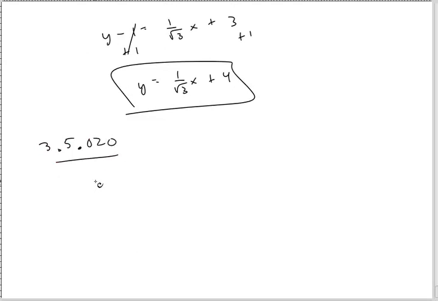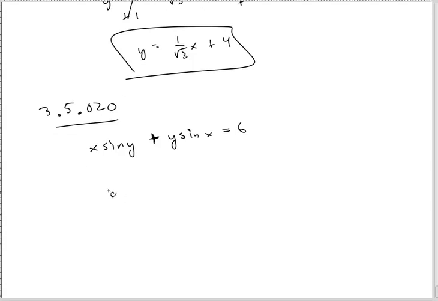35020. Here we go. x sine of y plus y sine of x is equal to 6. Sometimes I feel like they do this kind of stuff because it's like art. I don't think there's any applicable thing for this. Maybe there is. I don't really know. But, I mean, it looks pretty. And I wonder what the derivative is, right? You don't wonder. You just have to do it.